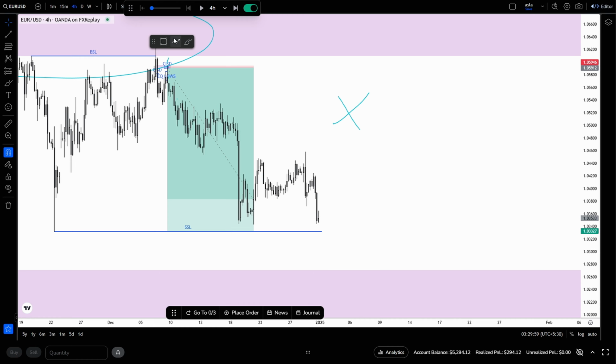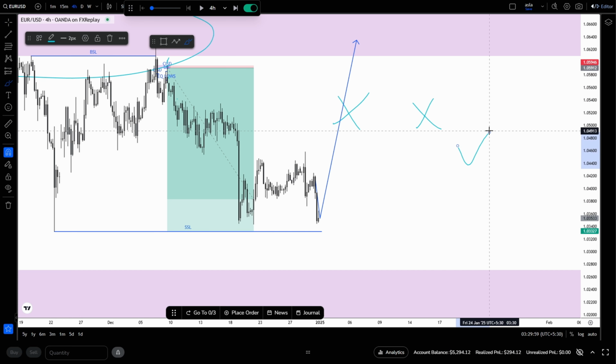If price does not take the low and just runs higher without giving me that liquidity sweep, then there is no trade for me. And I am completely okay with that. I don't force anything. I don't chase price. I simply wake up the next day and look for the exact same thing again.